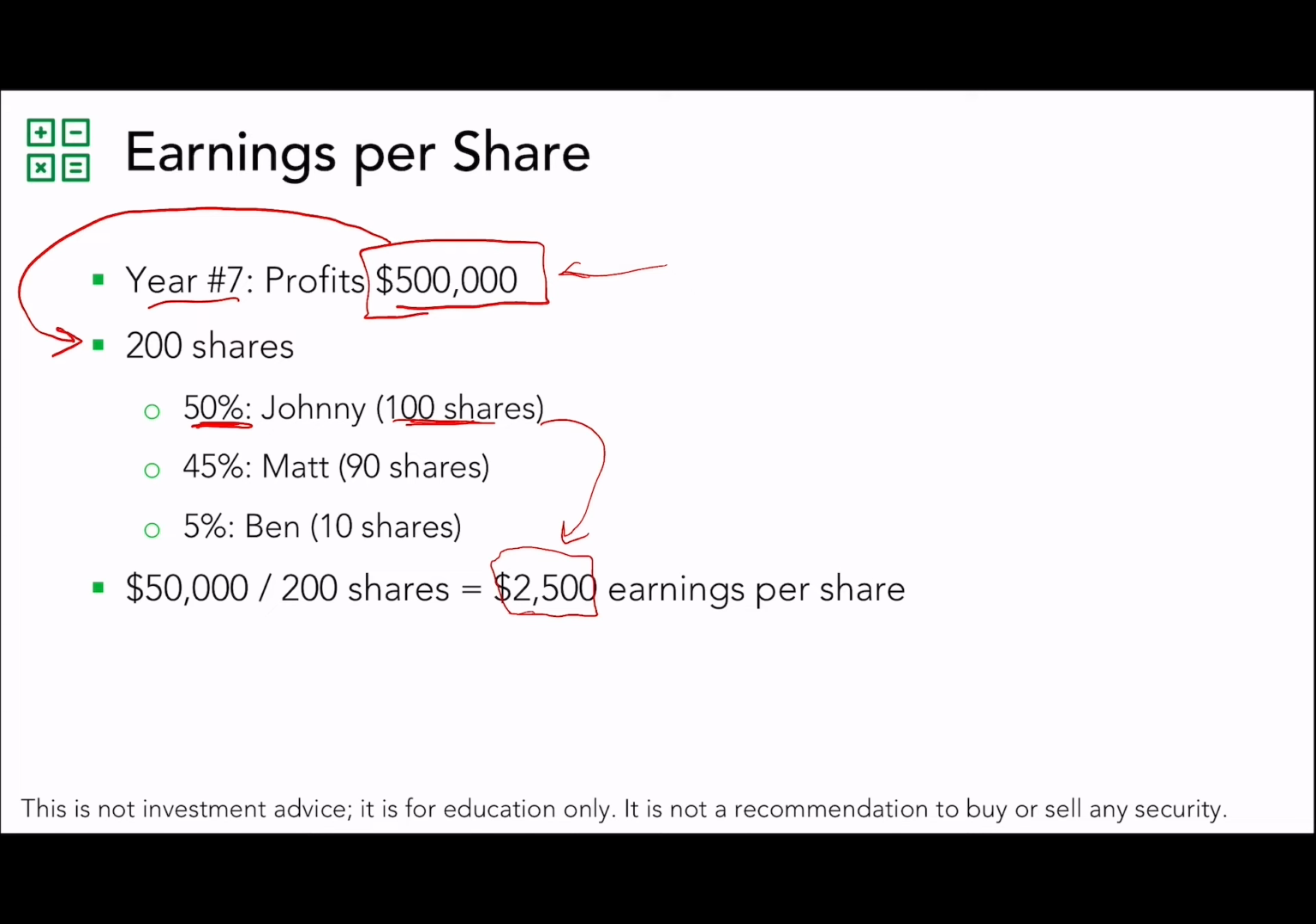Matt and Ben would own smaller portions, but this metric, this earnings per share metric, is one of the keys when you look at any stock or collection of stocks. What is the price you're paying compared to the earnings each one of those shares is generating for you?